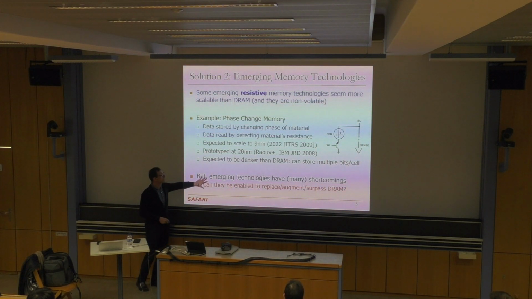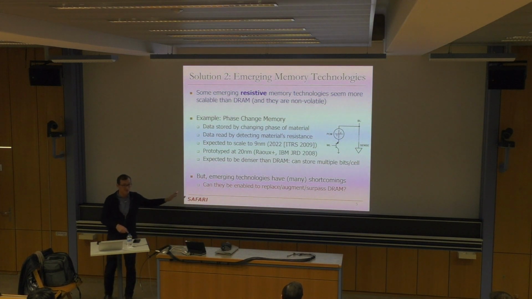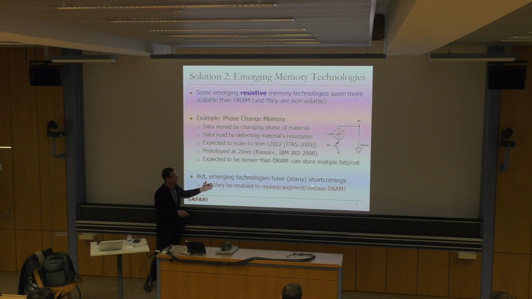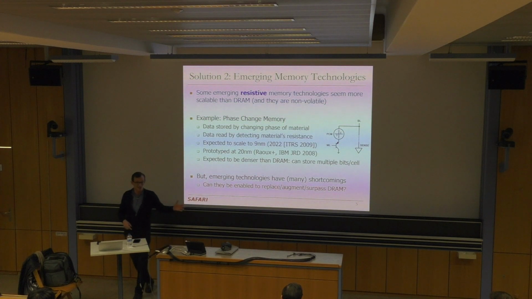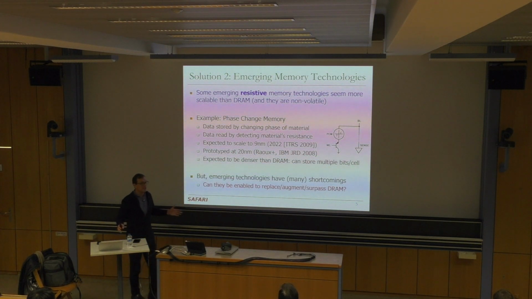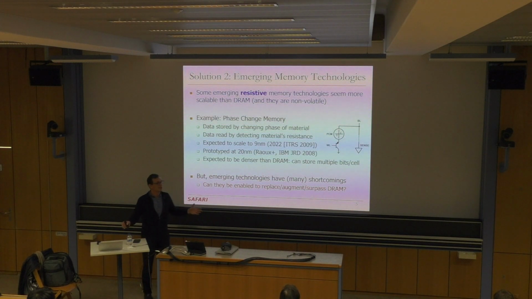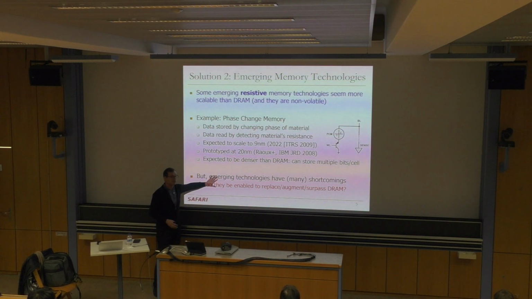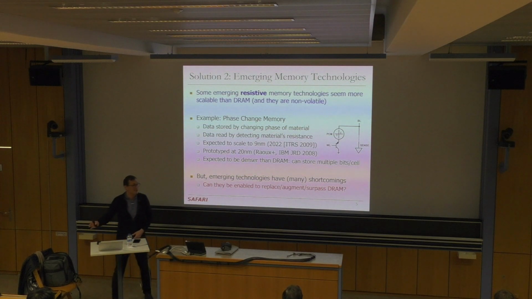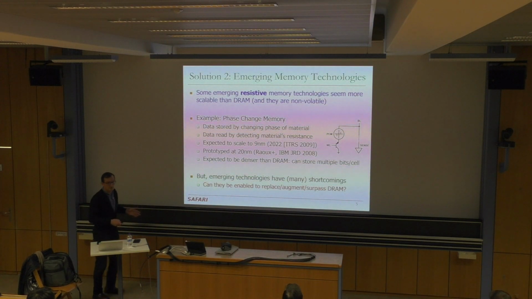Can we somehow enable these technologies to replace or augment or maybe even surpass DRAM? And these are all possible depending on what aspects of the technology you use, right? For example, we can surpass DRAM by exploiting the persistence of the memory technology. DRAM clearly cannot retain data across power cycles, whereas these memories are persistent and non-volatile, meaning that you can store persistent data in them, and you don't need to do another transfer between DRAM and disk. So as a result, you can surpass DRAM.